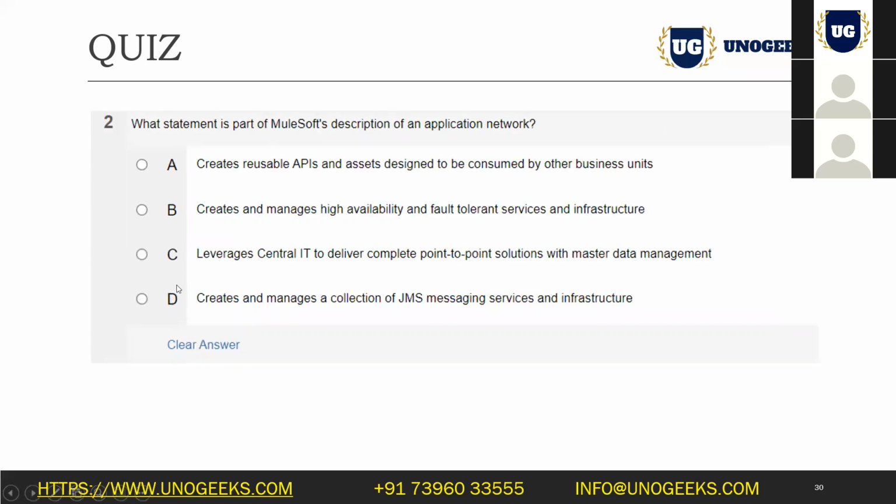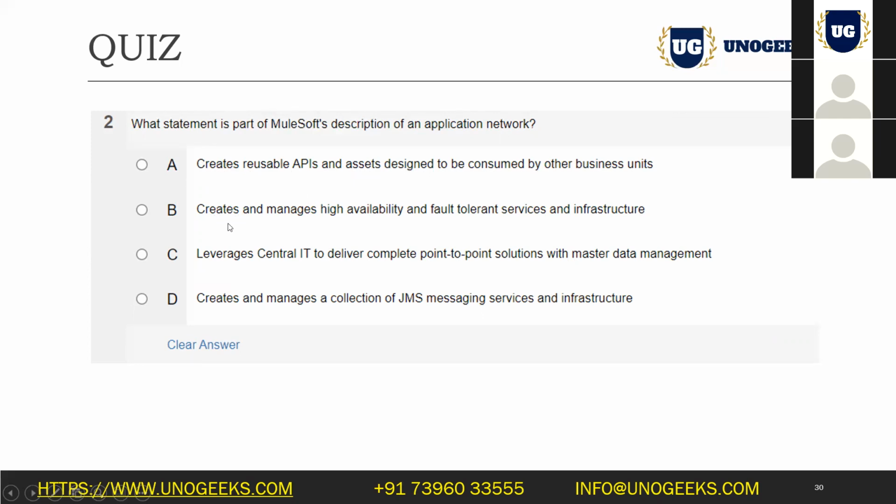Coming to question number 2. What statement is part of MuleSoft's description of an application network? So we'll read the options. The first: to create reusable APIs and assets designed to be consumed by other business units. So this looks quite okay, that we are creating reusable APIs, as C4E was there to make sure that we are using them. This looks very okay to me, and I think this is the answer. But we will look at the other options also.